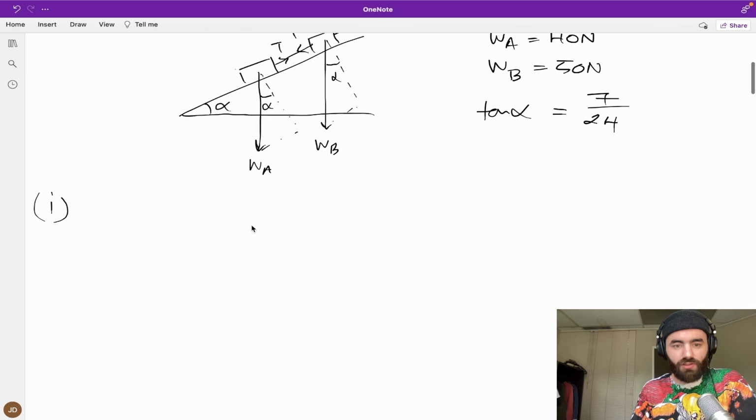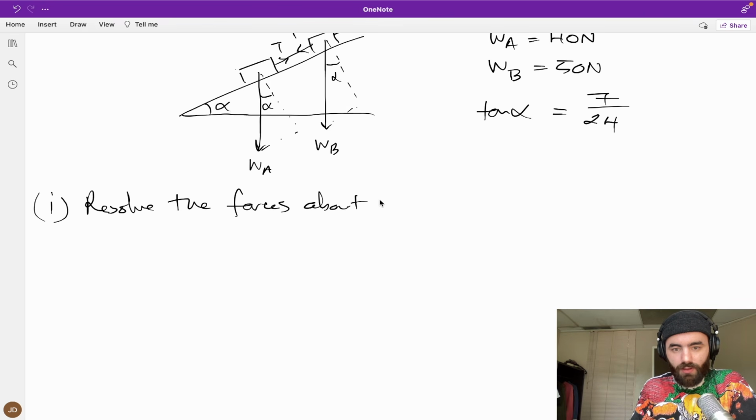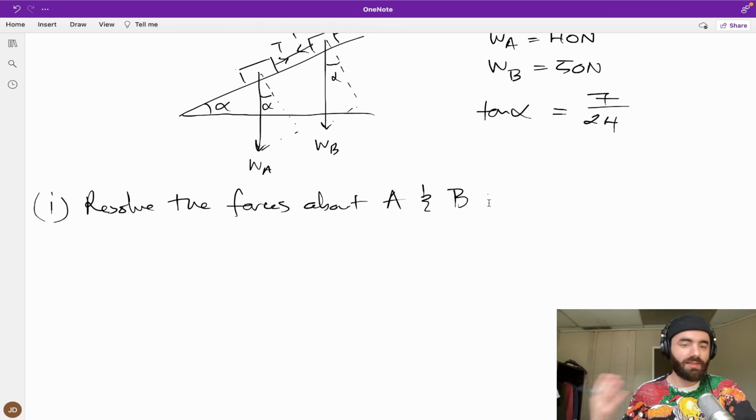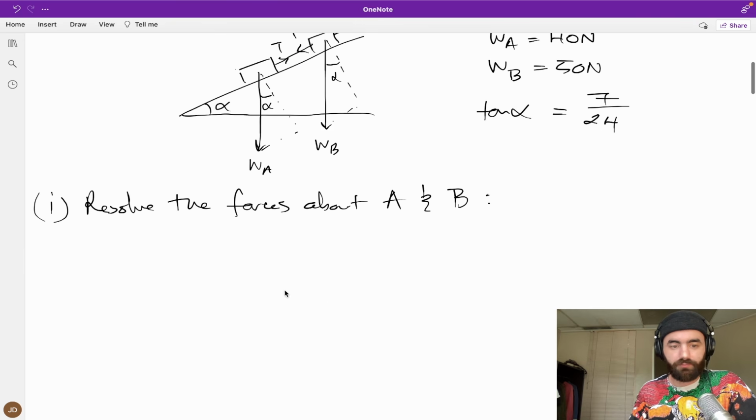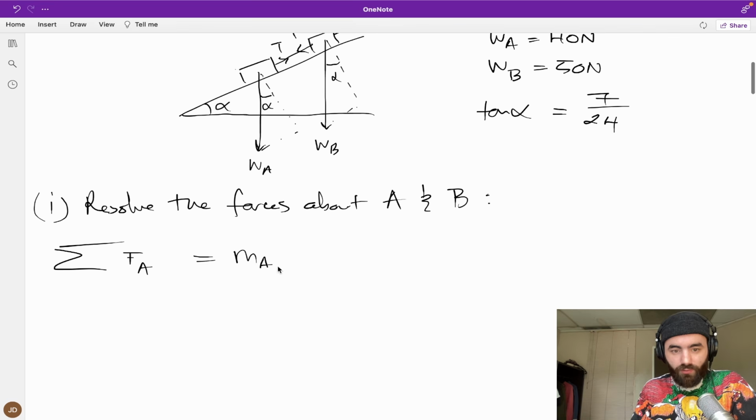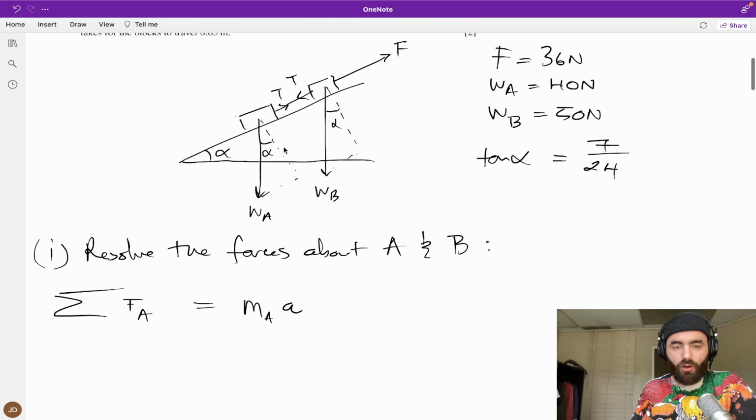Anyway, so find the acceleration. So we want to resolve the forces about A and B. And then we'll be able to set up an equation with the acceleration and the tension, solve them both. So for A, we want the sum of the forces for A. This is going to equal the mass of A times the acceleration of this block A, from Newton's second law, and the acceleration will be the same for both, right?